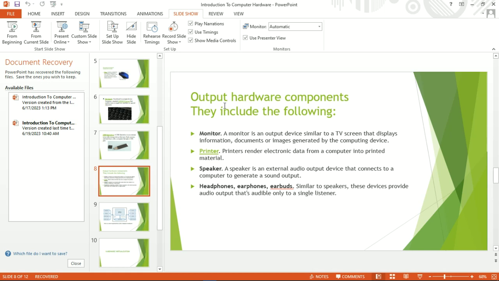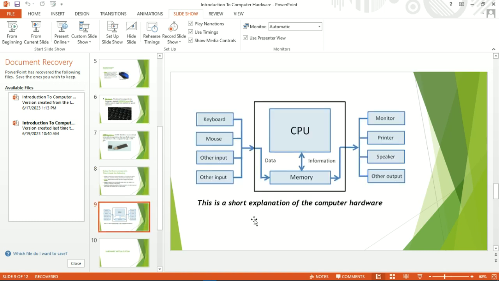Then there are output hardware components. These are the components of the computer that help the computer to output what you have keyed into the computer. So we have the monitor, printer, speaker, headphones, earphones, or earbuds.